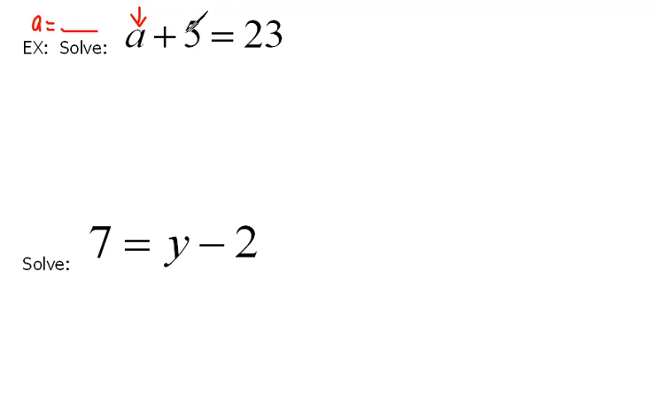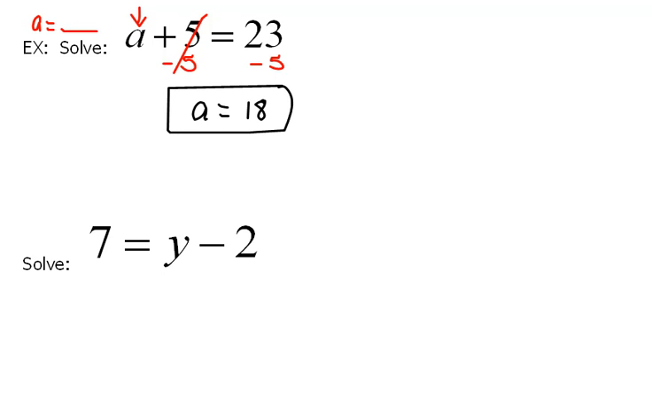So what would be the opposite of adding 5? Well, that would be to subtract 5. I can do that as long as I maintain balance and do it to both sides. So now, over on the left-hand side of the equals, I have a plus nothing, which is just a, equals 23 minus 5. Well, 23 minus 5 would be 18. So I'm saying that my solution is 18.